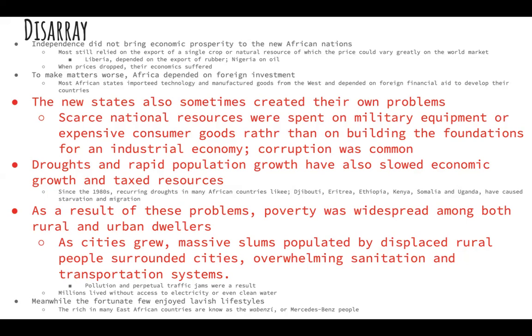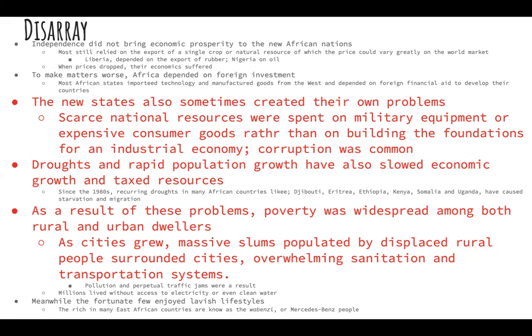To make matters worse, Africa depended on foreign investment. Most African states imported technology and manufactured goods from the West and depended on foreign financial aid to develop their countries. These new states also sometimes created their own problems. Scarce national resources were spent on military equipment or expensive consumer goods rather than building the foundations for an industrial economy, and corruption was common. Droughts and rapid population growth have also slowed economic growth and taxed resources.